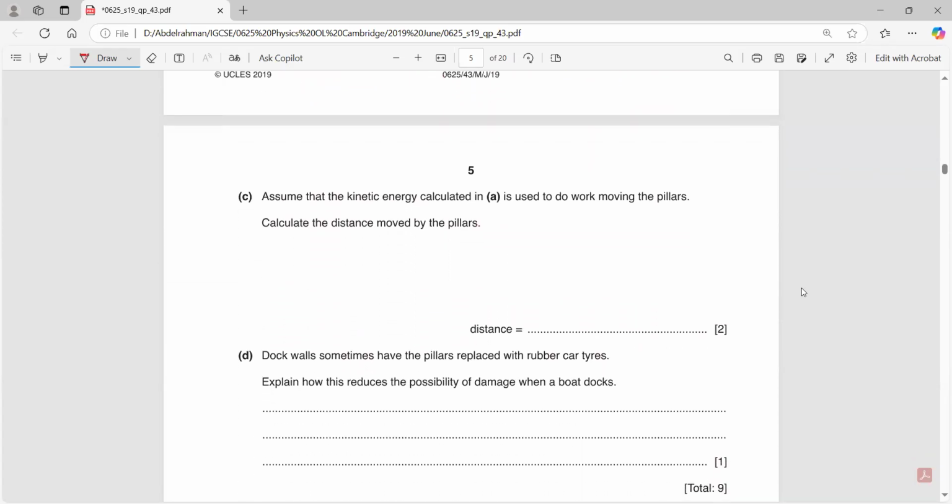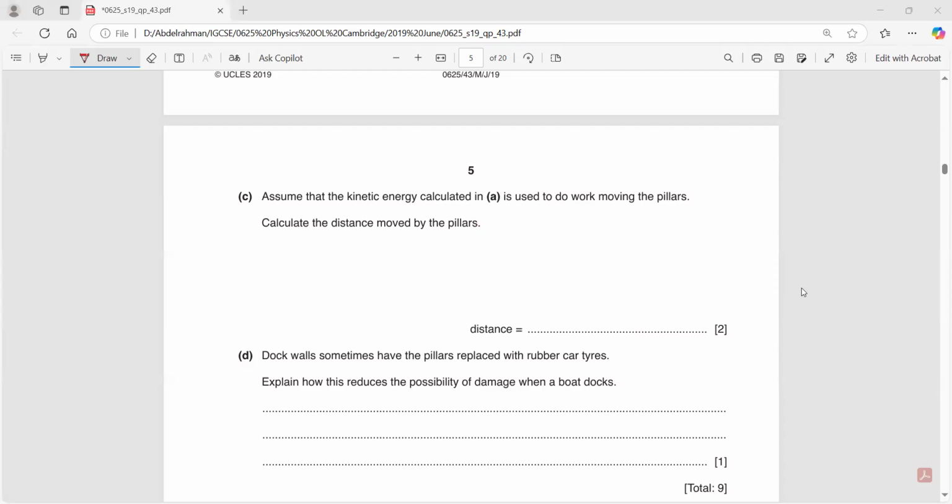Assume the kinetic energy is used to do work moving the pillars. So we'll say that the pillars will move for some distance. Calculate the distance moved by the pillars.